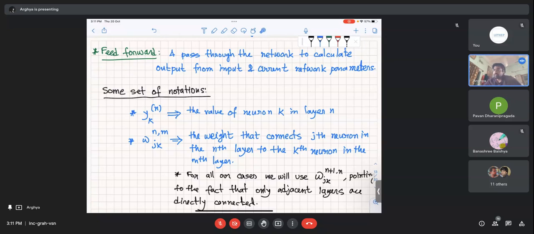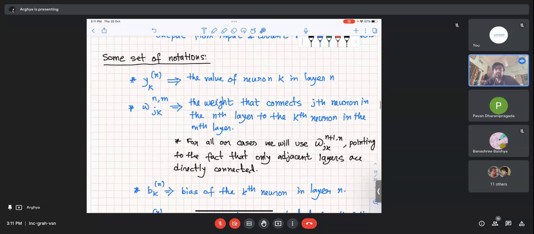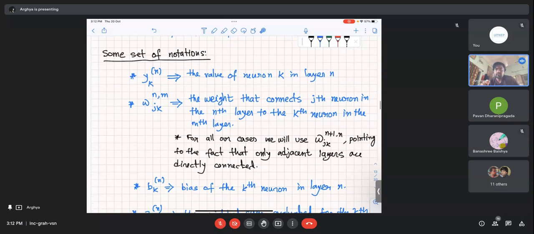I'm assuming you don't have any questions, so I will just start with setup notations. Or is there any question?